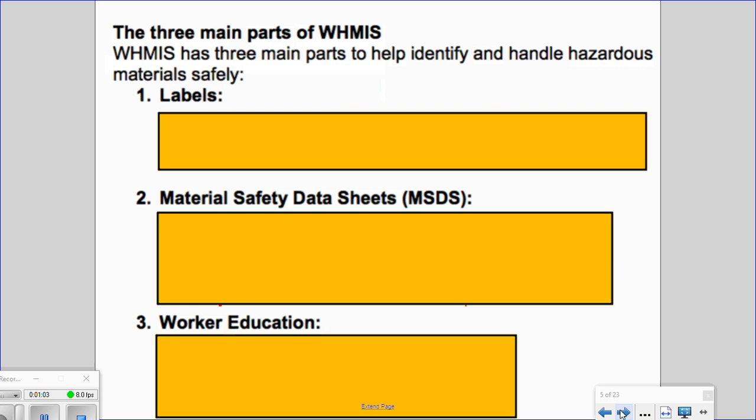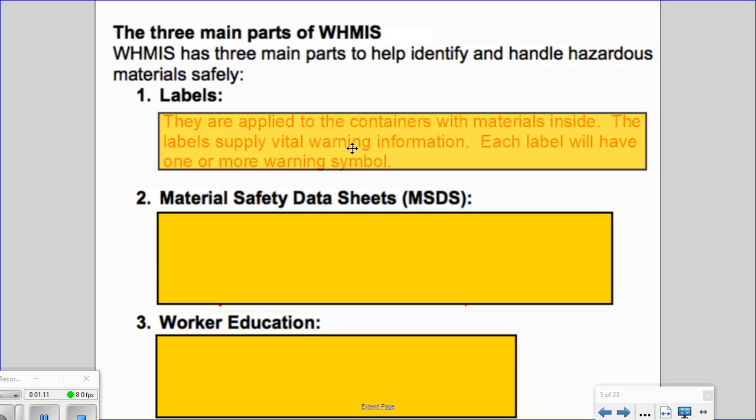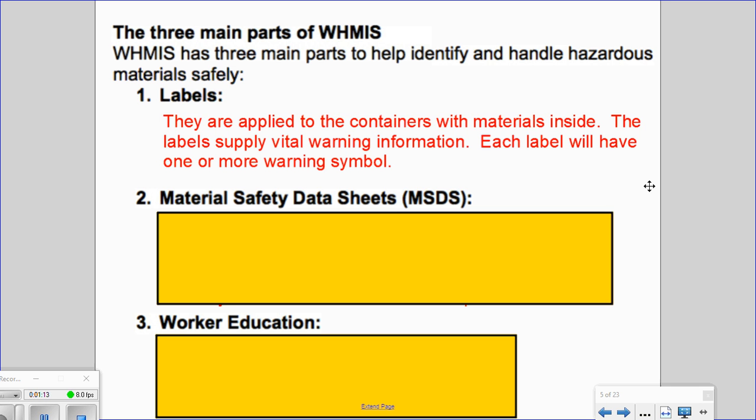There are three main parts of WHMIS to help identify and handle hazardous materials safely. There are labels, and those labels are applied to the containers with the chemicals inside. The labels supply vital warning information. Each label will have one or more warning symbols.